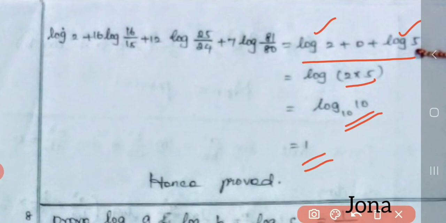Here we got log 2 plus log 5. So we can write these two as log 2 into 5, that is log 10 and base 10. The value is 1. We want to prove it is equal to 1 only. So we got the answer like this. Okay.